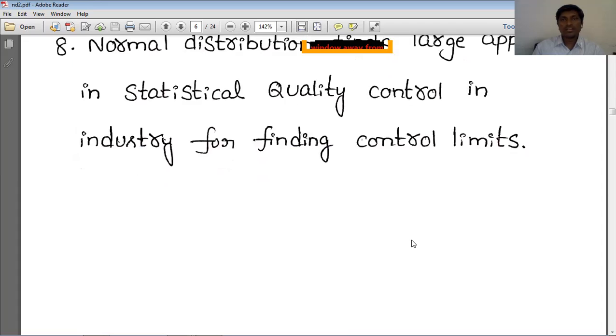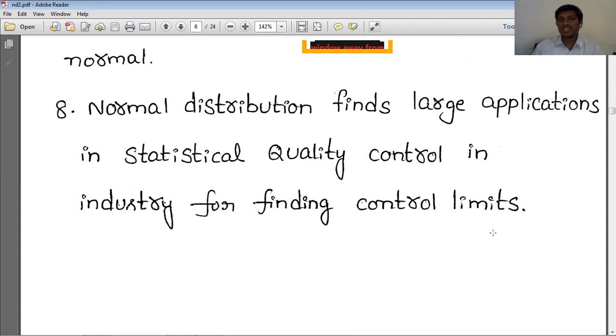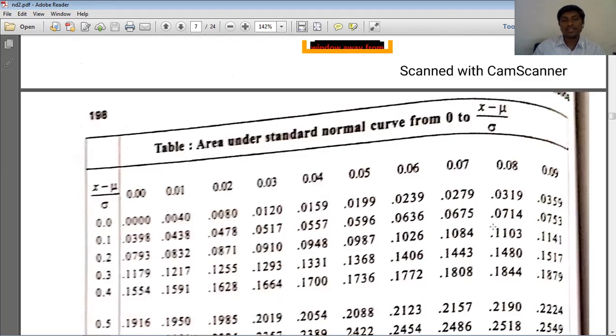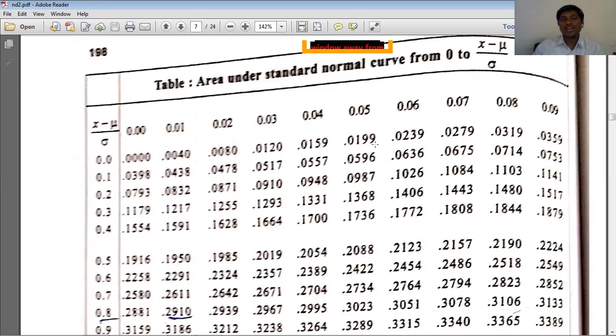And one more thing, normal distribution finds large applications in statistical quality control. In QC, if you go into pharma, there is quality control. In quality control we also use the normal distribution for controlling the limits. It means range: this liquid or this medicine has to be prepared only within this much to this much range. All these things we use normal distributions for. Okay, and next, these are the values we use.